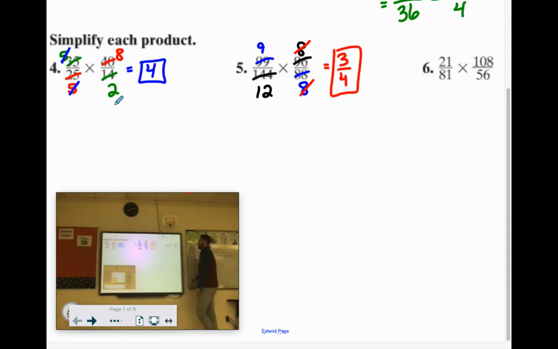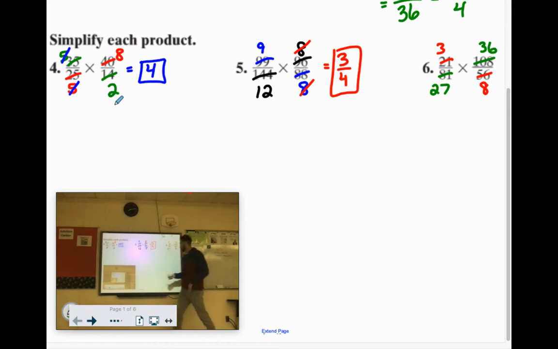All right, last one. 21, 81, 108, 56. Well, 21 and 56 have 7 in common. 7 goes into 21 3 times. 7 goes into 56 8 times. 81 and 108, I know are both divisible by 3. So 3 goes into 81 27 times. 3 goes into 108 36 times.